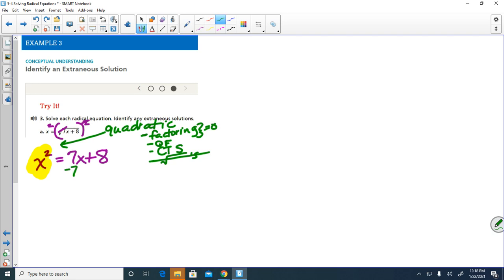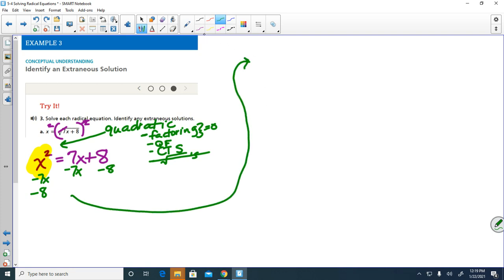So I'm going to subtract the 7x on both sides, and I'm also going to subtract the 8 because I like to keep the x squared positive. And I'm actually going to come over to the right side so I have more room. All right, so that means on the left side I have x squared minus 7x minus 8 equals 0.